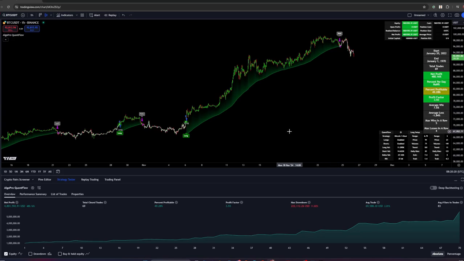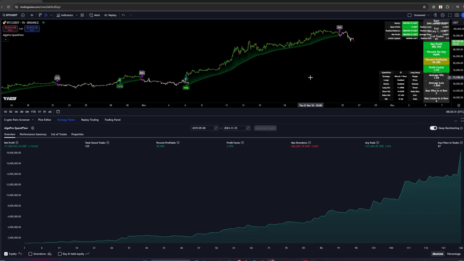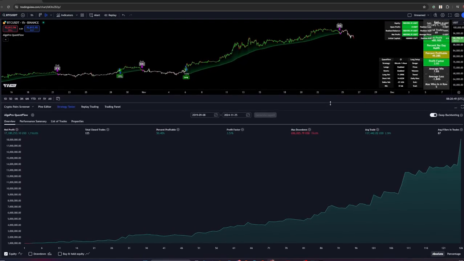Now, to get a more in-depth view of how this strategy has performed over time, we can go over here to the TradingView strategy tester and do a deep back test of this 1 hour preset for Bitcoin. So we're deep back testing to 2019. You can see we're at 1,718% net profit, a 50% win rate, and a 3.5 profit factor. So this strategy has stood the test of time, which indicates we should see pretty profitable forward testing.